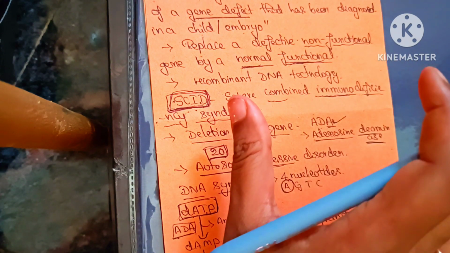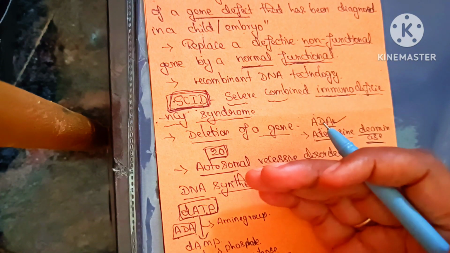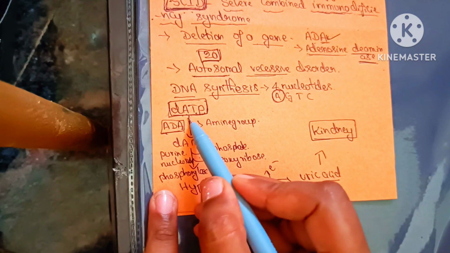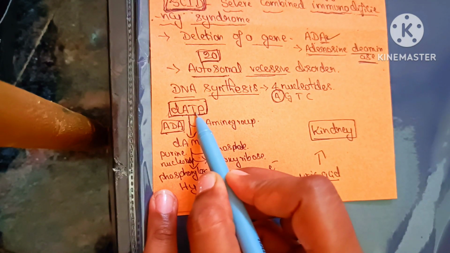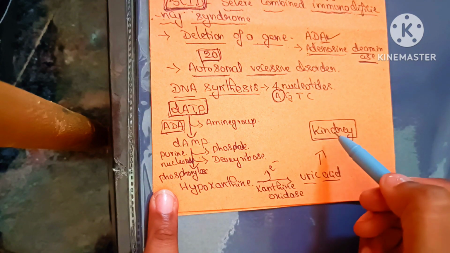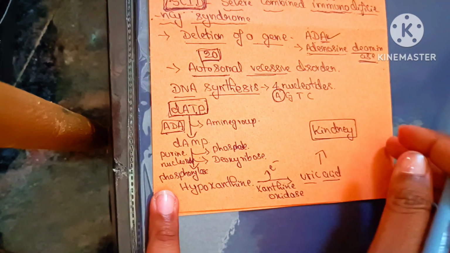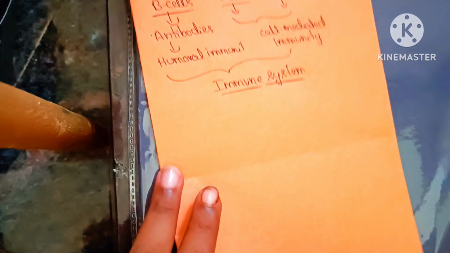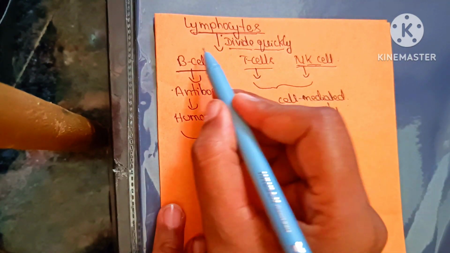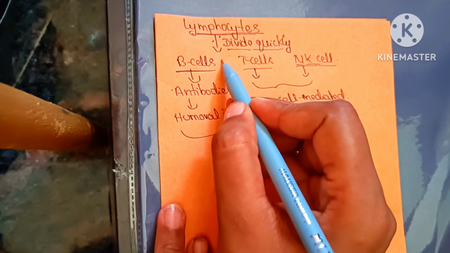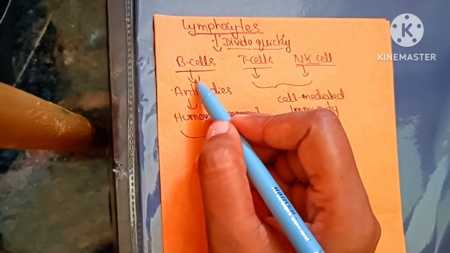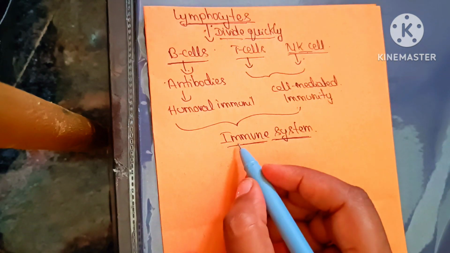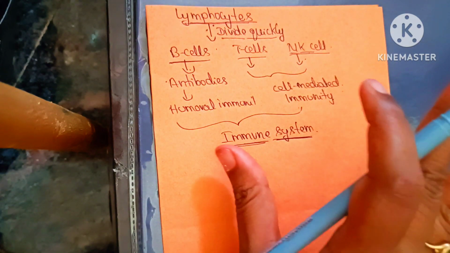Now let us connect both. What I told, in normal individuals, what happened? ADA is required for metabolism of adenosine. Then this adenosine will be removed in the form of nitrogenous waste through the kidney. And in the same normal individual, lymphocytes will divide quickly and form B cells, T cells, and natural killer cells, which build up a strong immune system.